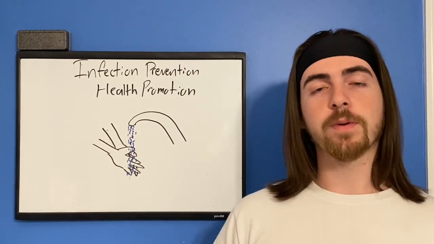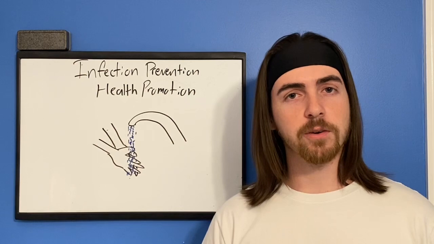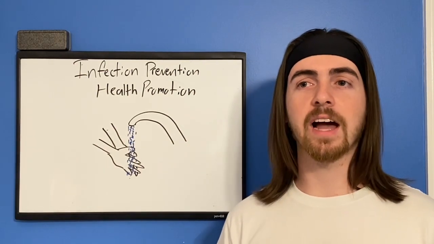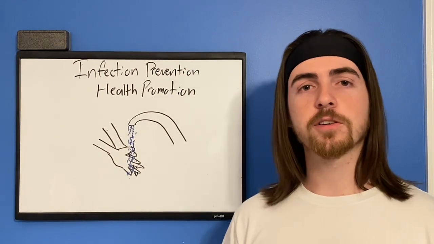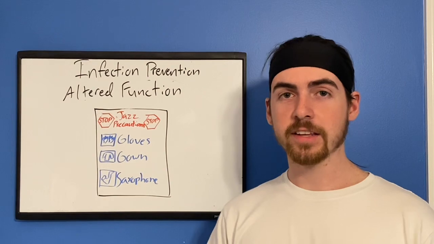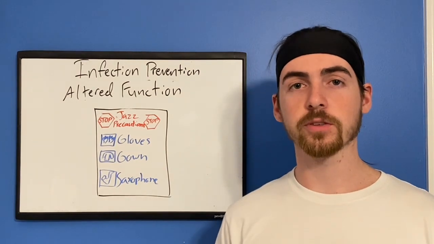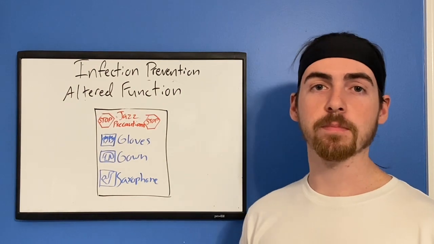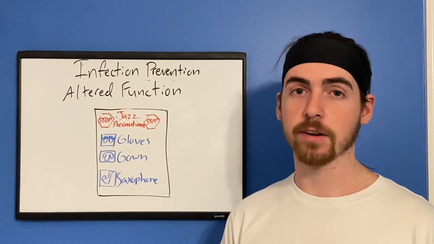In addition, for the patient themselves, things like nutritional therapy, immunization therapy, and bed rest when necessary all act as added support to help prevent further infection. In addition to health promotion, another thing we can do as nurses to mitigate risk of future and further infection is address the patient's altered function if they have an infection.